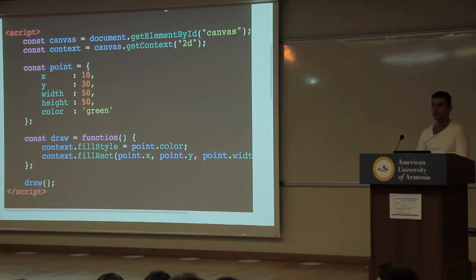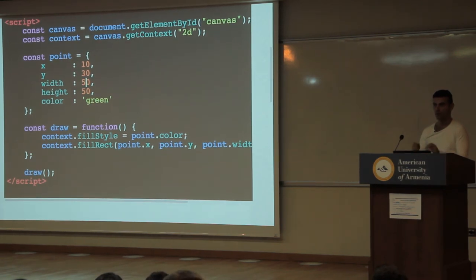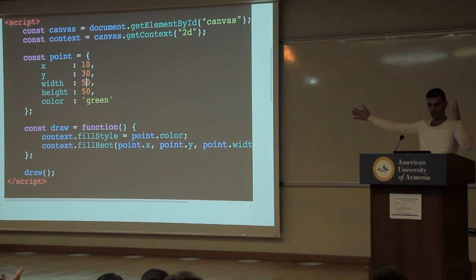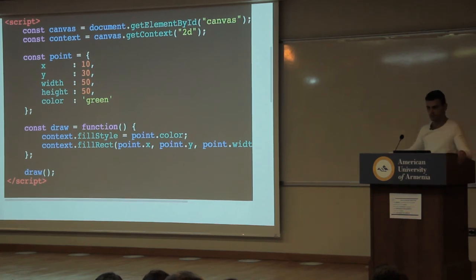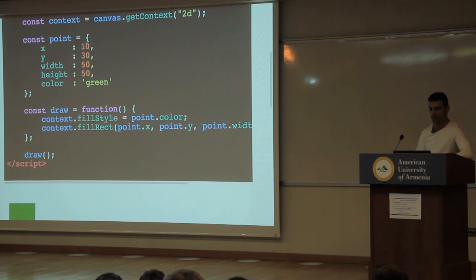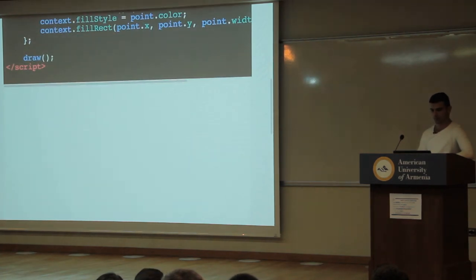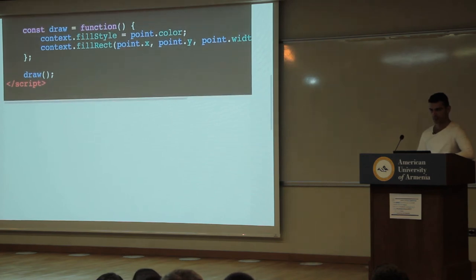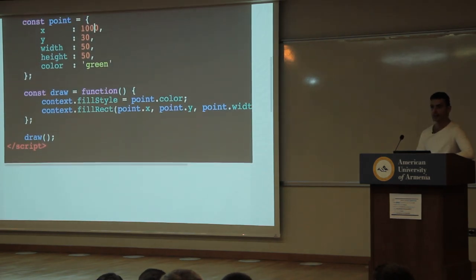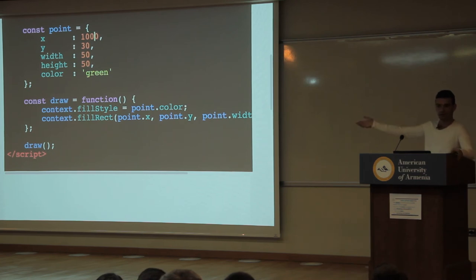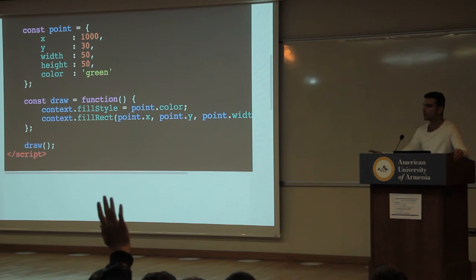Yes? What if your object gets out of your canvas? You mean if you draw outside the bounds of the canvas? Yeah, like your canvas is defined by something else, right? Yeah, watch. It's like drawing outside of the paper. You don't see it. Actually, in reality, it's not there because it checks and it doesn't do anything.